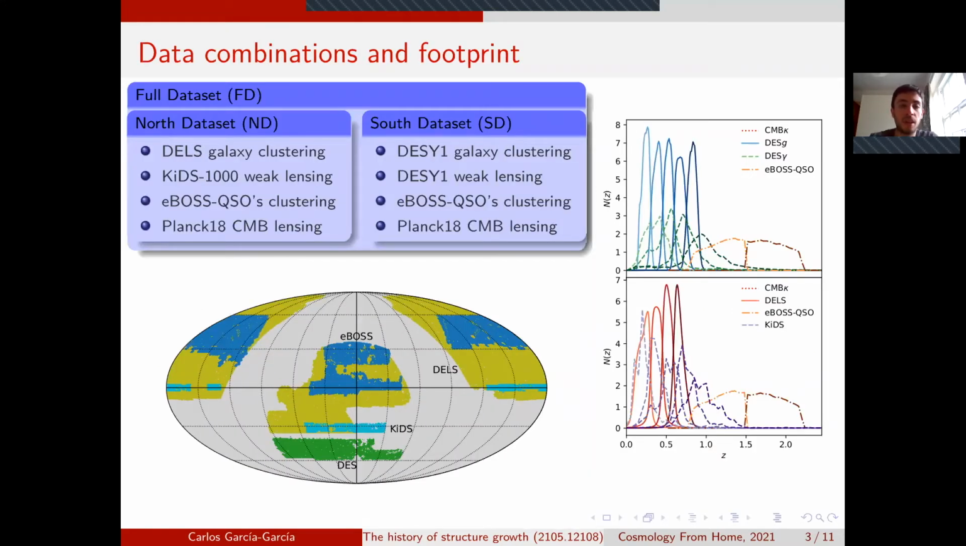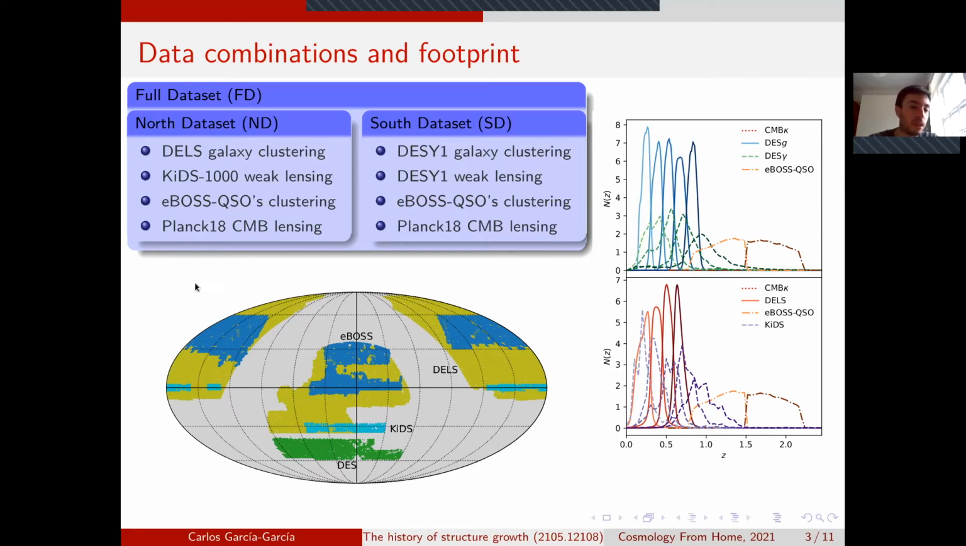First of all, let me introduce the data we have used. We have used data from 5 different surveys, and the main goal of the paper is to do a full data set analysis. So we put all the data together and see what we obtain. But not only that, we were also interested in doing a study that was more similar to KiDS and another more similar to DES, just to address the different levels of tension that they find. So we split the data into different datasets.